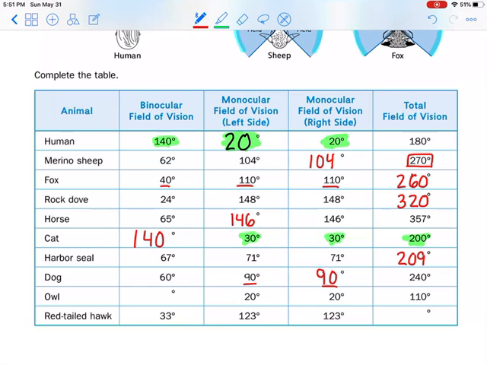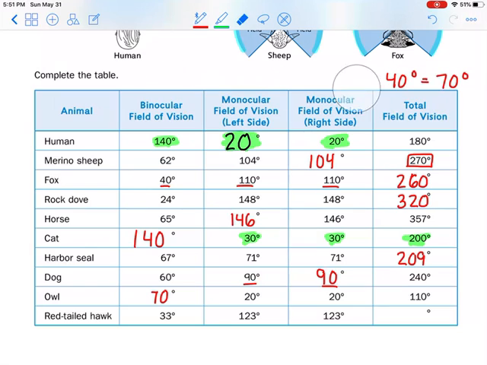Okay, the owl, we don't know the binocular field of vision, but we know the monocular field of vision. So I can do 20 degrees plus 20 degrees, so the left and the right side, and you get a total of 40 degrees. So you would take the total field of vision, which is 110 degrees, and subtract 40 degrees, and you would get 70 degrees.